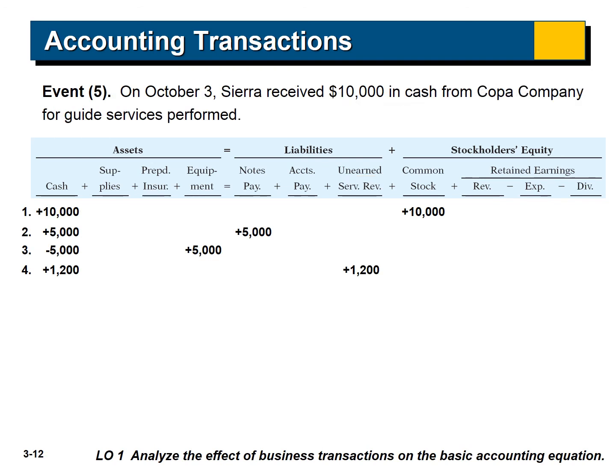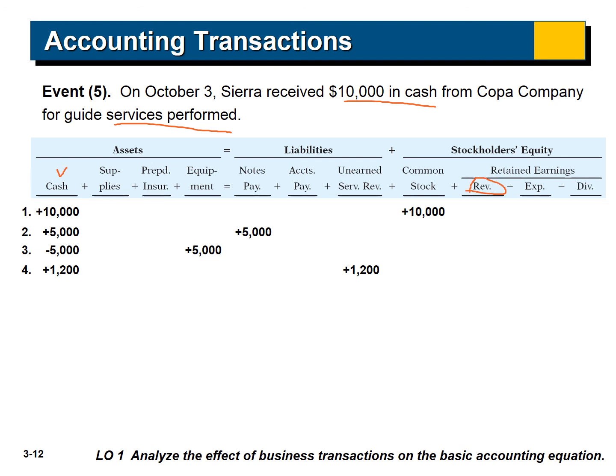Event number 5, October 3rd, Sierra received $10,000 cash from Copa Company for guide services performed. All right, so again, we are a travel agency, travel guide, and so we performed a service in this case. We got cash, so we got 10,000 cash, and we performed the service. So that means we're going to have cash going up and our revenue account going up.